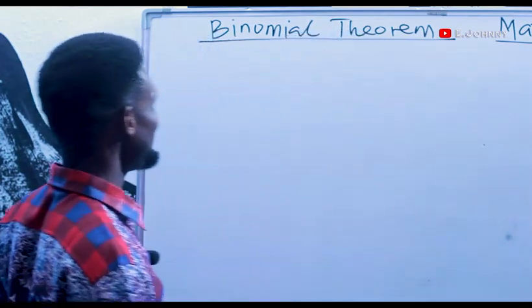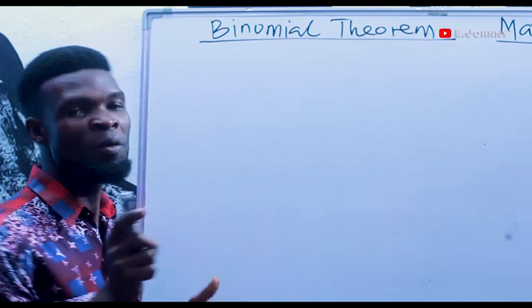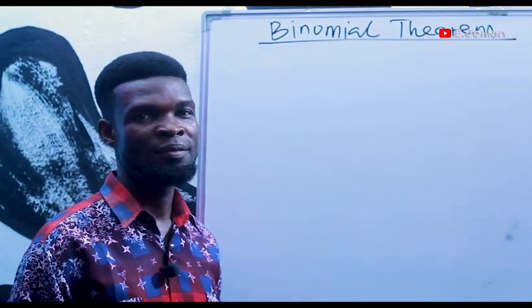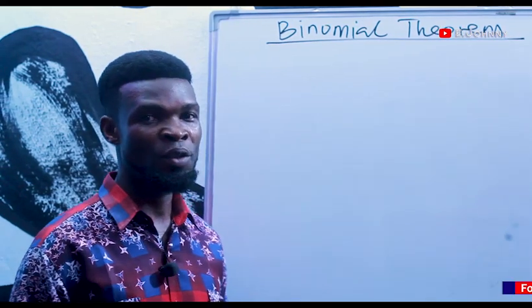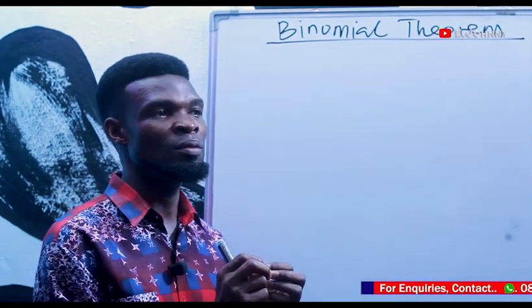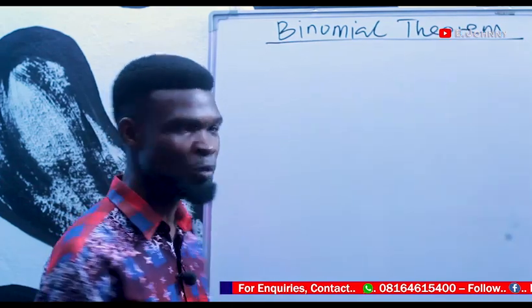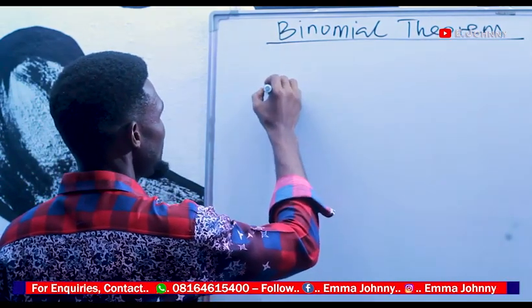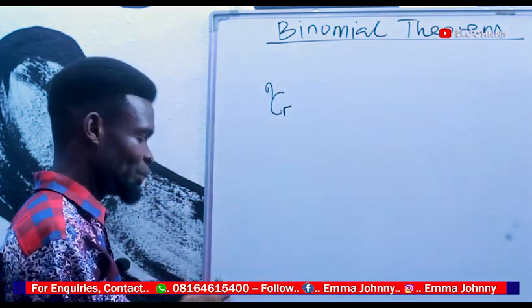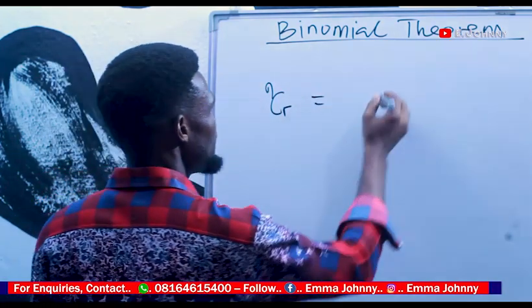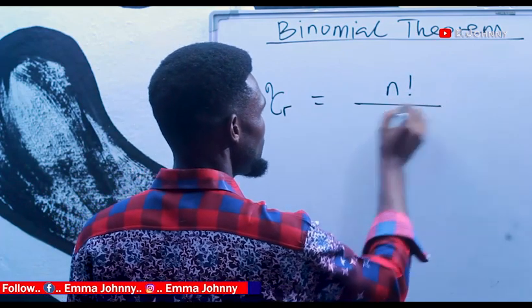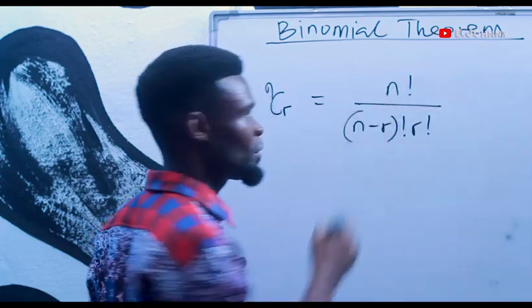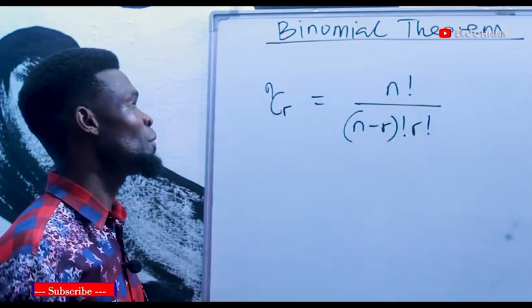So, if you have watched my video on combination and permutation, you will understand this very well. So I'm just going to derive an extract from it. Now, if you can recall very well, we say that if you have n combination R, the formula is n factorial over n minus R factorial R factorial. That is the formula for combination.